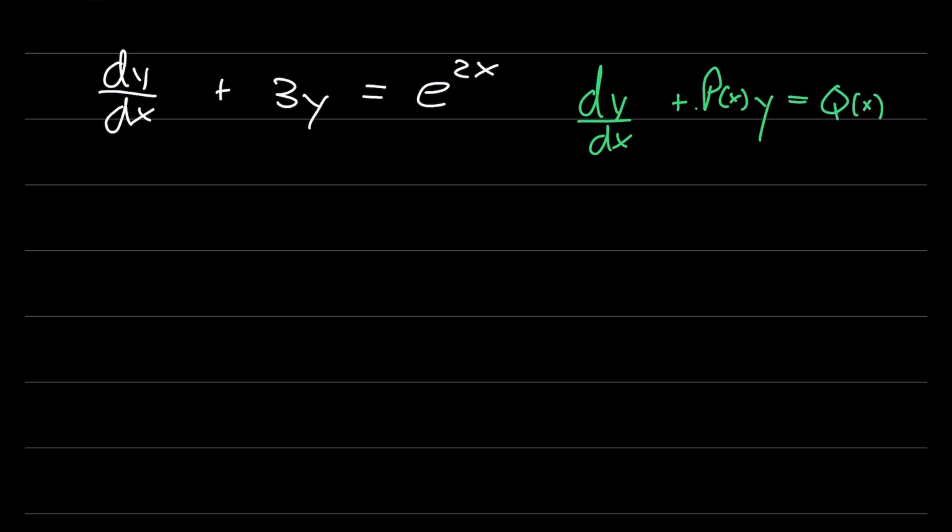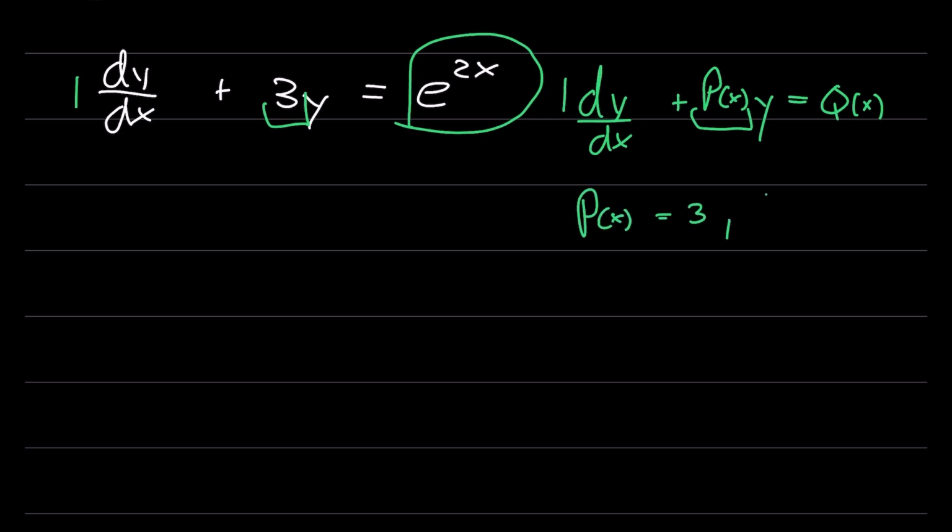Now in this case, we need to find the coefficient of y, which is 3, and we need to make sure that the coefficient of dy/dx is 1, which it is here, so that's fine. And so we know that q(x) is equal to e^(2x), so I'll just write that down here. p(x) is equal to 3, q(x) is equal to e^(2x).